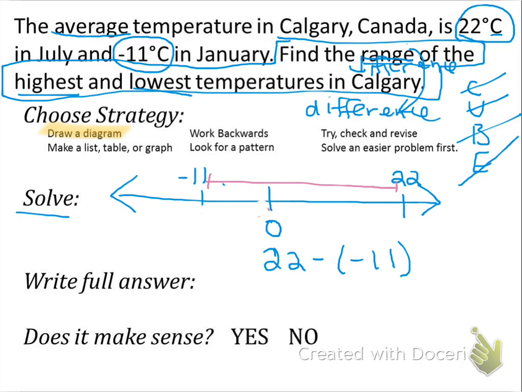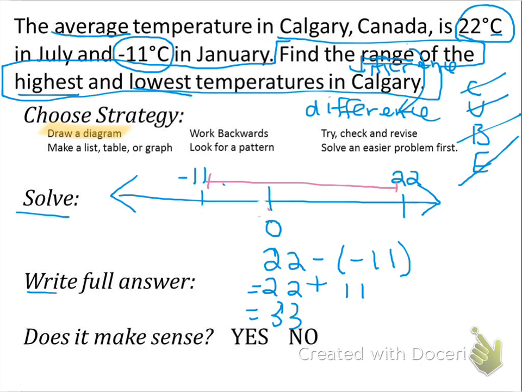22 minus negative 11. Here's the interesting part. Because of subtraction, remember we keep, change, change. So keep the first number the same, keep. Change subtraction to addition, and change this number to its opposite. So now we're actually adding, and 22 plus 11, that's great. I know how to do that, that's 33. So that means that my answer will be 33.